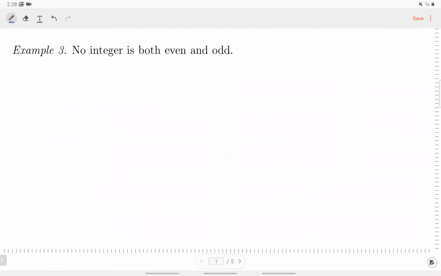No integer is both even and odd. This is an example of one that you read and go, duh, right? Okay, but we can't actually prove it with contradiction. So what are we going to assume for contradiction? Yeah, that there's some integer that is both at the same time, both even and odd. So assume there exists, I'm going to call it a, in the integers. It is both even and odd.